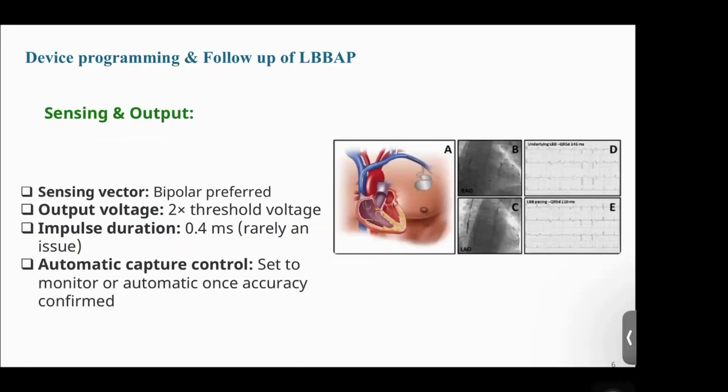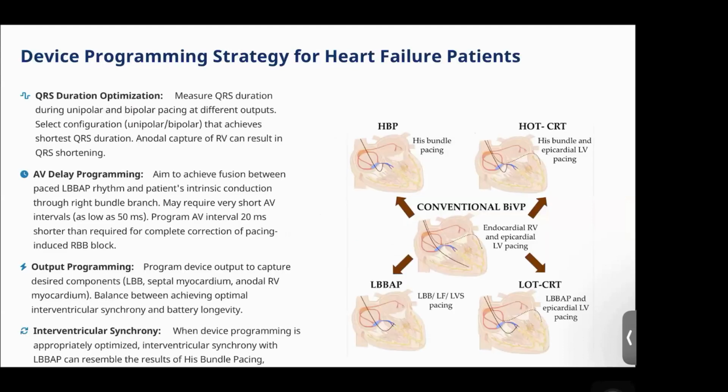Sensing and output: bipolar sensing vector is preferred, and output voltage or amplitude should be double the threshold voltage, and all these things. Pulse duration 0.4 millisecond, and automatic capture control set to monitor, then automatic once accuracy is confirmed, and this will increase the battery longevity.